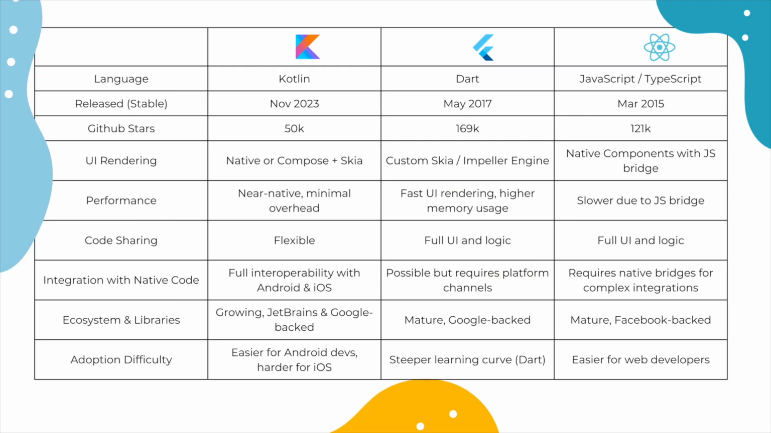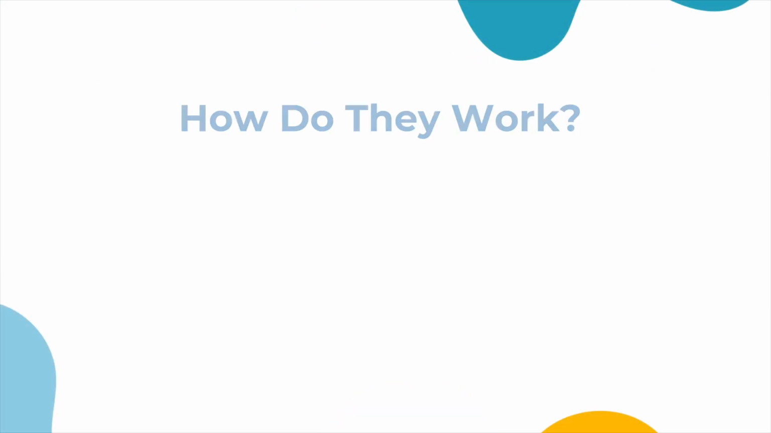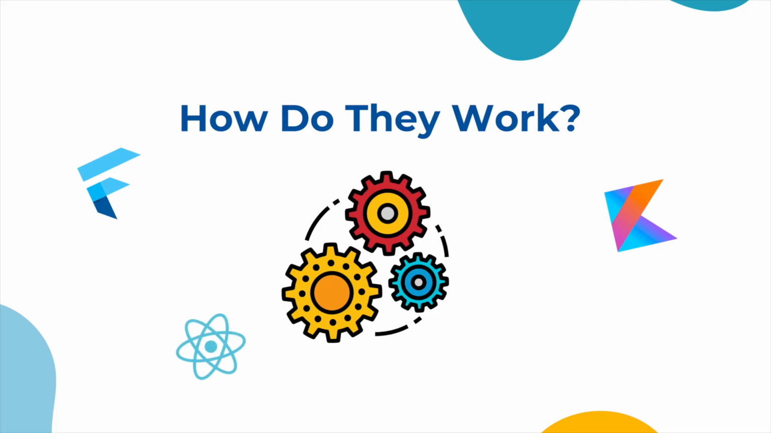And last but not least, adoption difficulty. This one's pretty easy. React Native is best for web devs, KMP is great for Kotlin and Android engineers, and only Flutter has a unique language and framework that needs to be learned from scratch for all developers. Now, to better understand how these frameworks work, let's see how they render UI and how they interact with native components. How do KMP, Flutter, and React Native work?